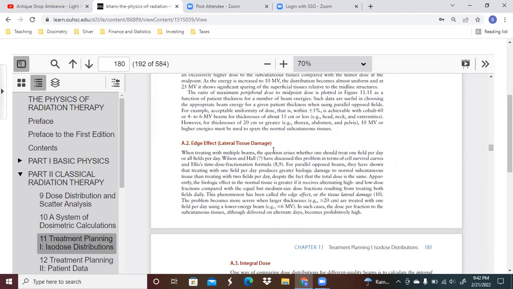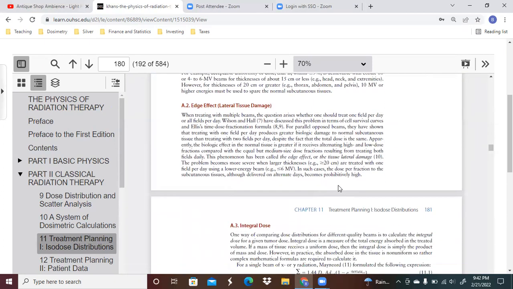So when treating with multiple beams, the question arises whether one should treat one field per day or all fields per day. I don't think I have ever run across treating one field per day.